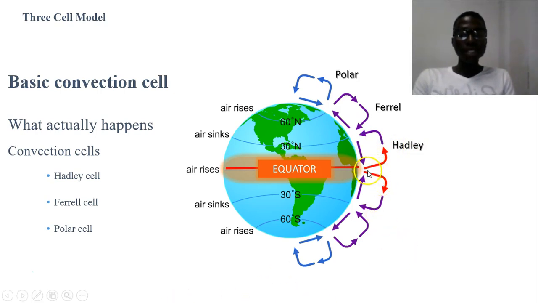It actually expands and rises, and as it rises, it becomes cool and starts to sink at 30 degrees north and south of the equator.